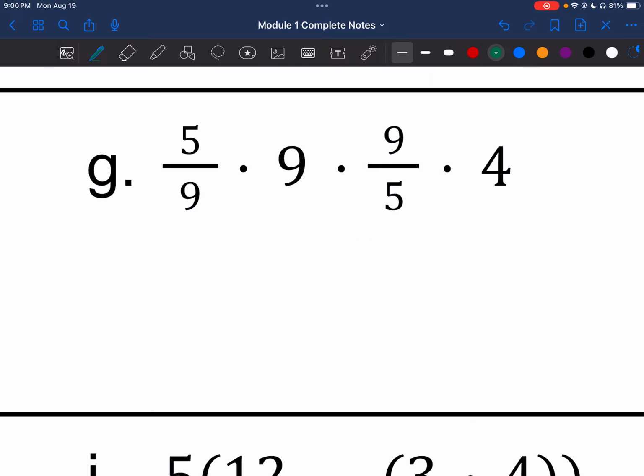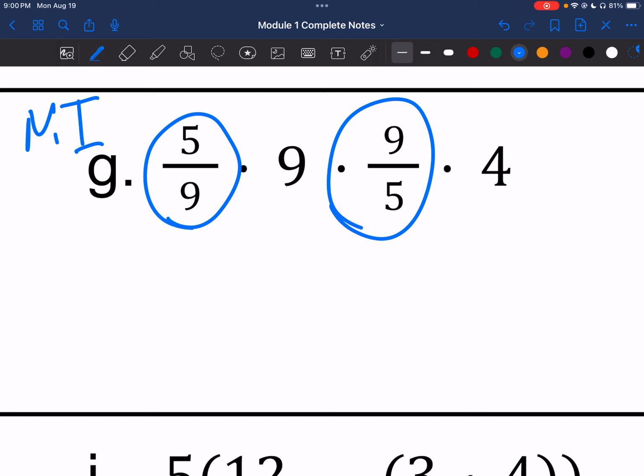So if we look at letter G, I see that I have a multiplicative inverse here because I have 5/9 times 9/5. Those are inverses of one another, so they are going to cancel out because multiplicative inverse multiplies to 1. And now we're just left with 9 times 4. 9 times 4 is going to be 36.